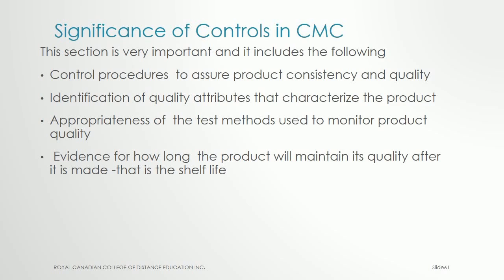Significance of controls in CMC. This section is very important, and it includes the following: control procedures to assure product consistency and quality, identification of quality attributes that characterize the product, appropriateness of the test methods used to monitor product quality, evidence for how long the product will maintain its quality after it is made. That is the shelf life.